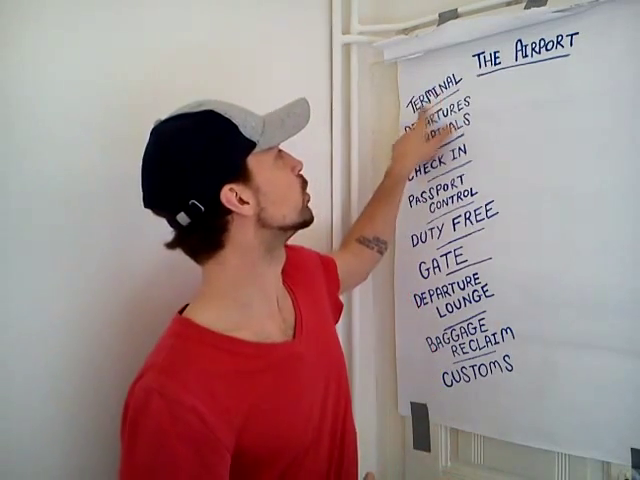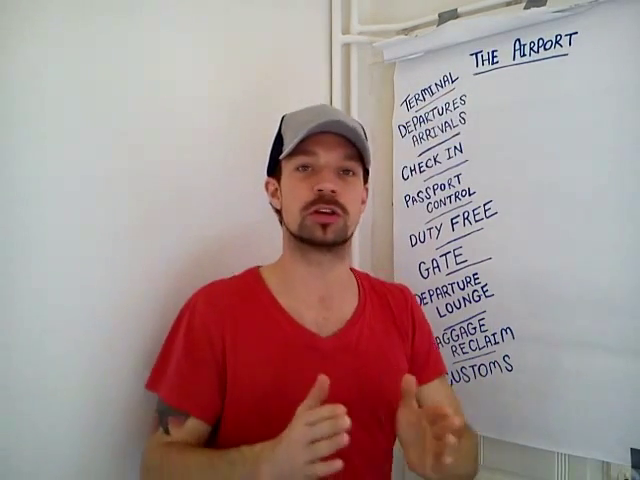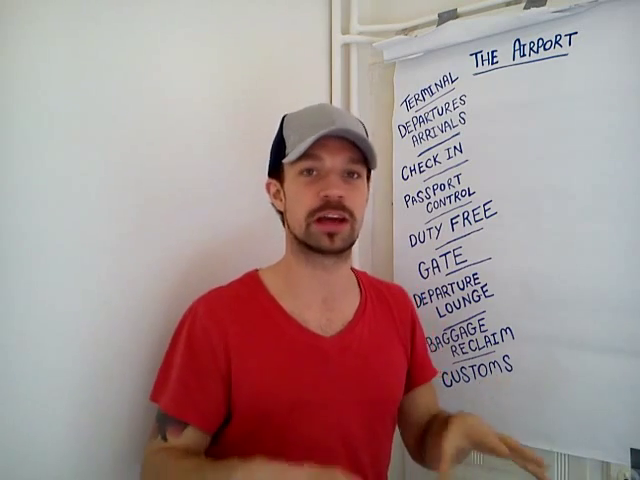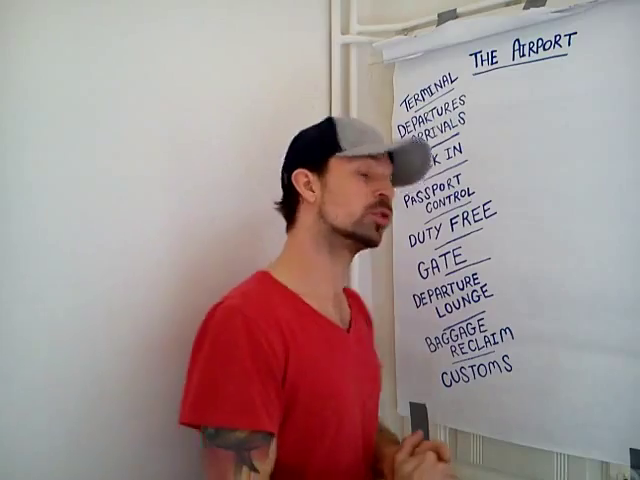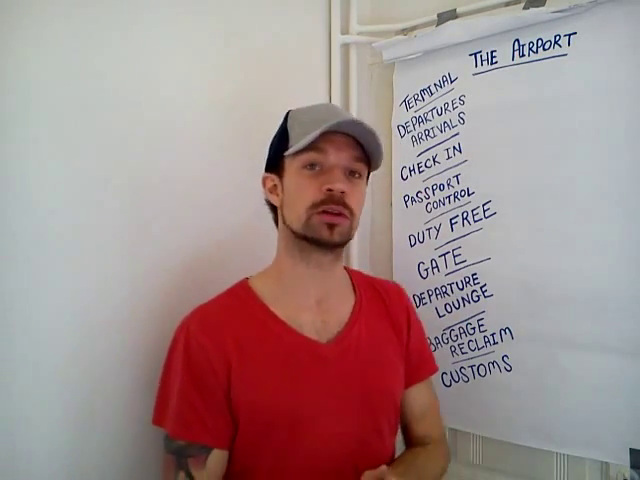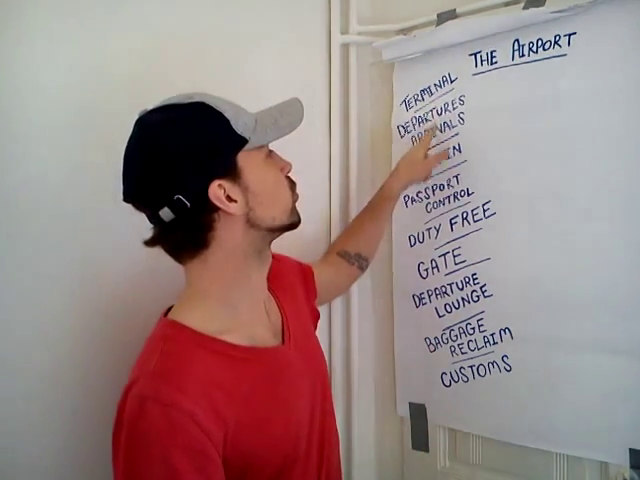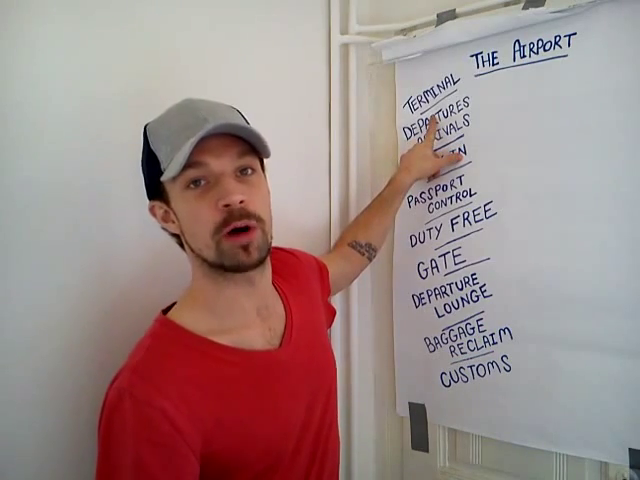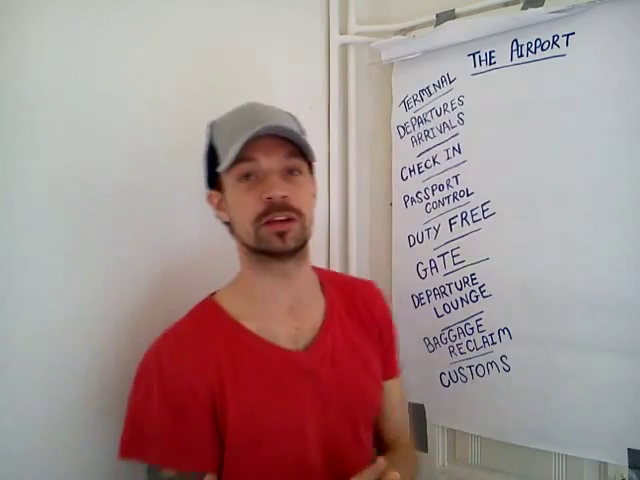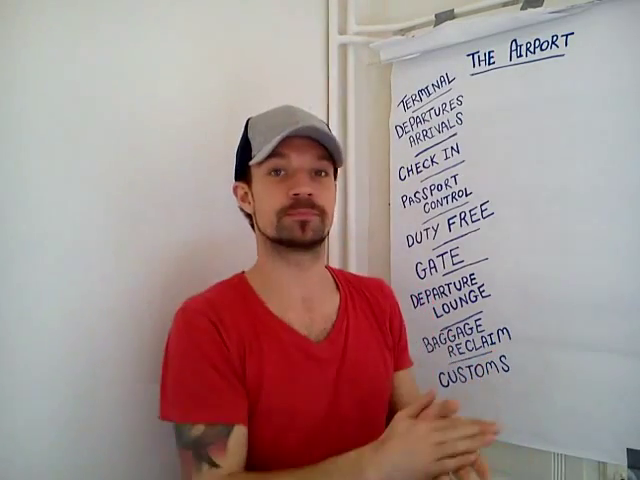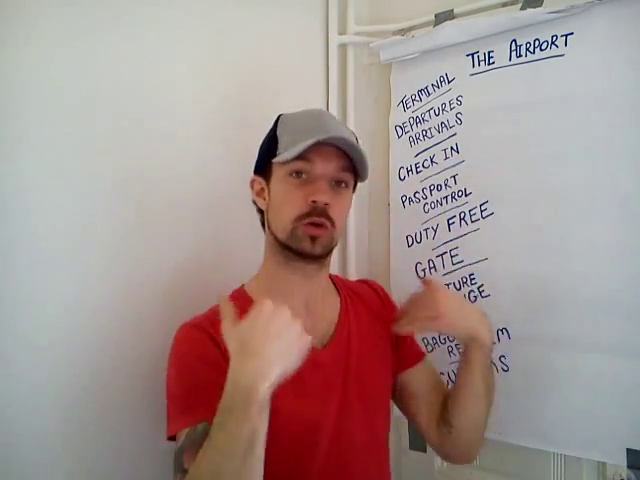So first of all, you need to decide which terminal you are going to. Usually it will say on your ticket which terminal you are going to. So once you have chosen the right terminal, we go inside and then you must choose whether you're going departures or arrivals. And departures means you are leaving. Arrivals means you are coming in.